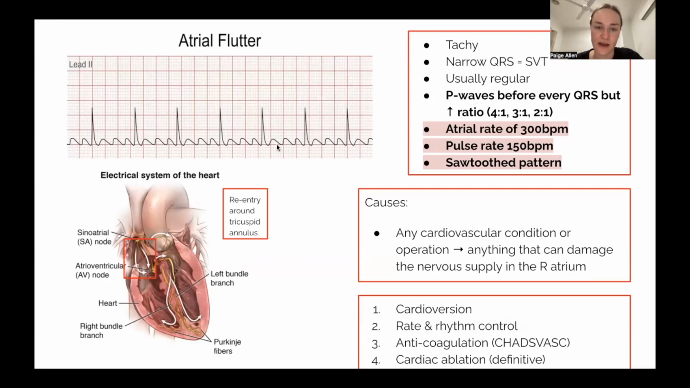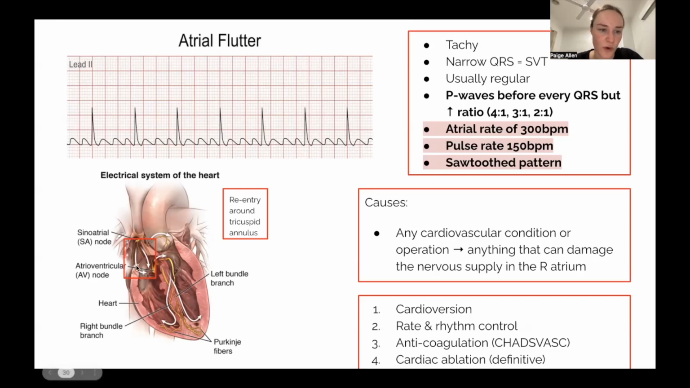So like in this case, we have like 1, 2, 3 P waves and then a QRS. So any of these ratios are quite common for atrial flutter. I think 3-to-1 is the most common. So you'll often get like an atrial rate of like 300, which is like the standard. And then you'll get a resulting pulse rate of 150. So that's if you had a 2-to-1 ratio, sorry. And then the classic is it's a sawtooth pattern.